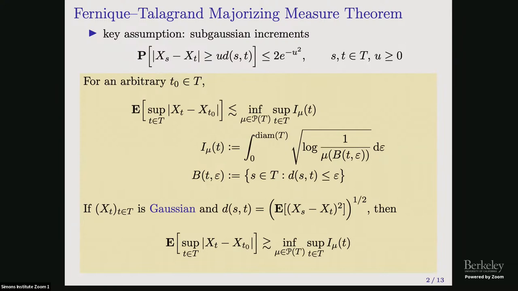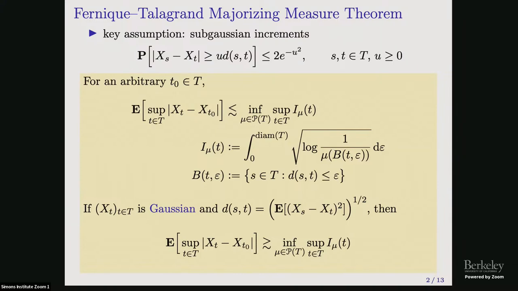And what you do is you integrate square roots of log of 1 over the probability of a ball of radius epsilon around T. The square root of log of 1 over X, if you look at the inverse of this function, you see why. But the point is that this quantity, if you now take the sup over T's and then inf over these priors or weights, you get an upper bound.